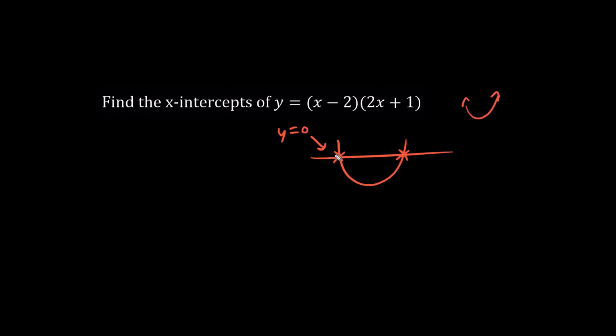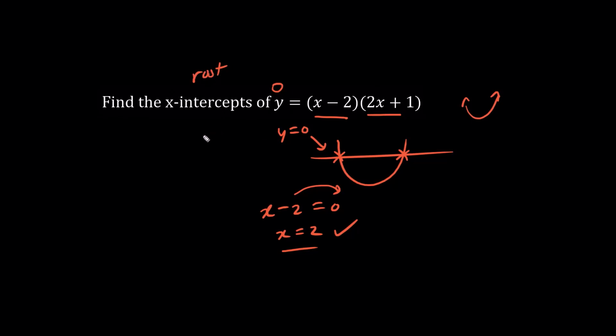The height is not above the water level. It's not underwater. It's right at sea level. So let's set y equals 0. Something times something is 0. So thus, x minus 2 equals 0. Adding 2 to both sides, we get x equals 2 as a possible x-intercept.